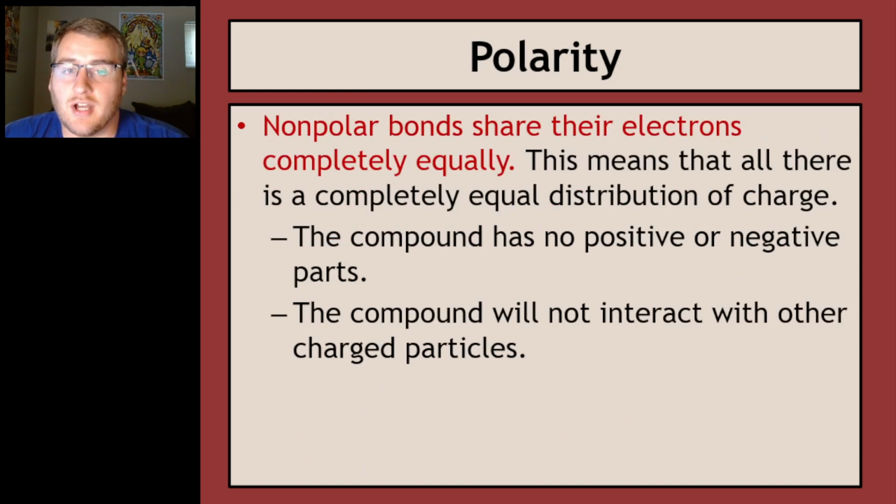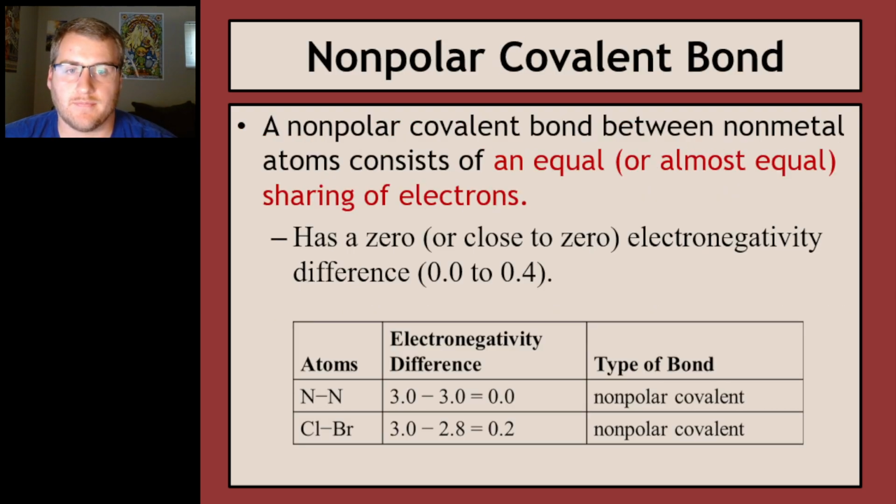The opposite is nonpolar bonds. These are ones that share their electrons completely equally. It means that there's a completely equal distribution of charge. No part of the compound is positive, no part is negative. It's all pretty much just plain and nothing. The compound will not interact with other charged particles because of this. So a polar particle you can think would be attracted to a magnet, but a nonpolar one wouldn't. It all has to do with how well they share electrons.